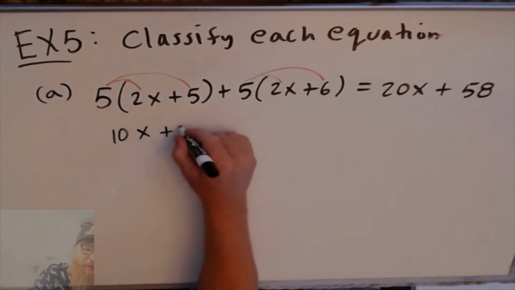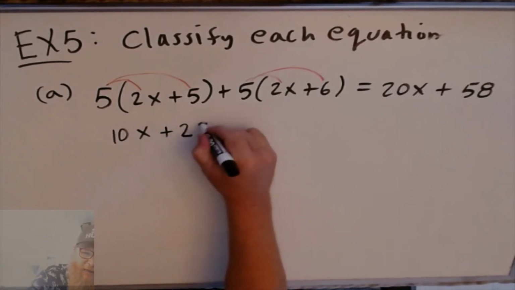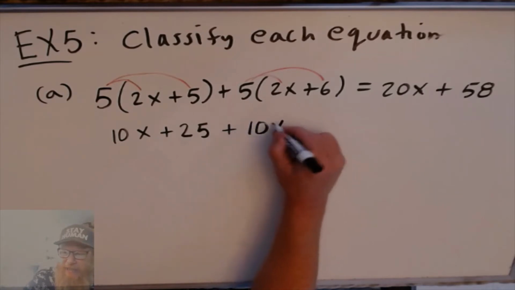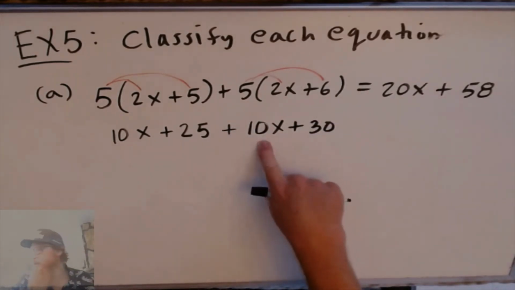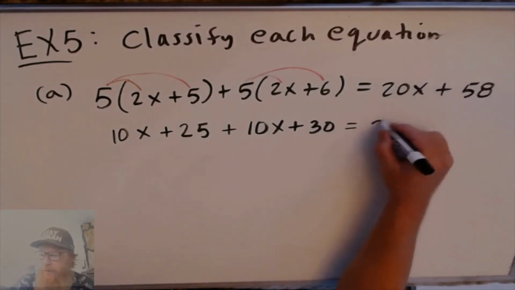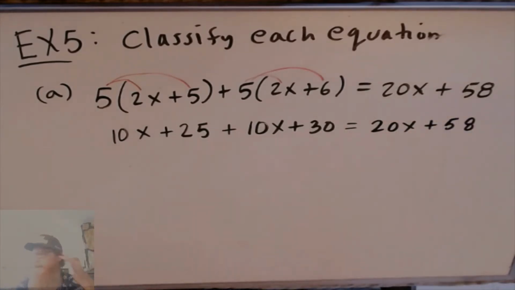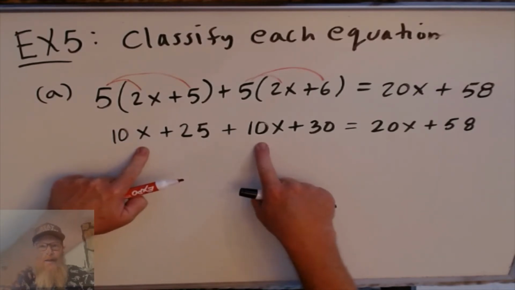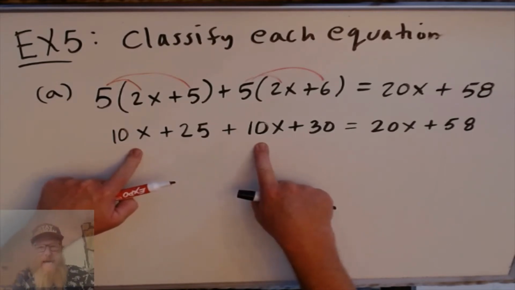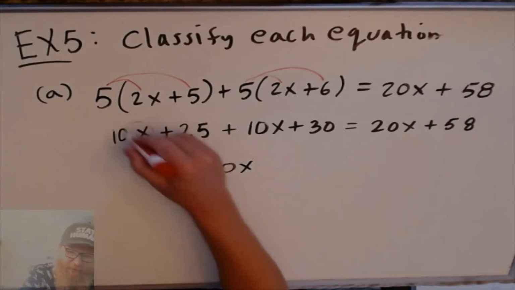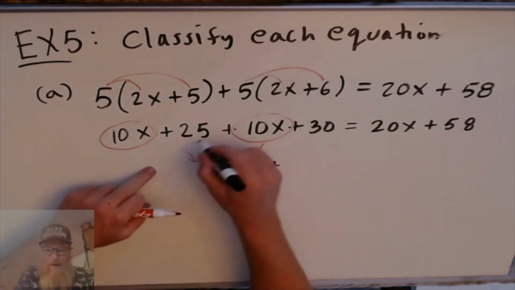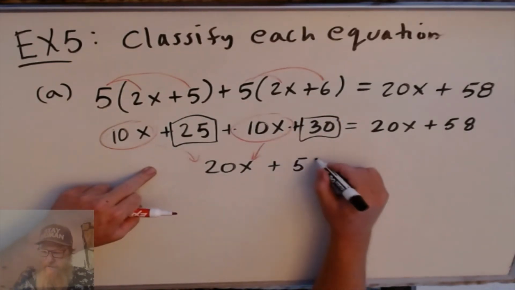So I get 10x plus 5. Nope, excuse me, 10x plus 25. 5 times 2 is 10x, 5 times 5 is 25. And then I get 10x plus 30. There's nothing to do on the right-hand side, so I just leave it alone. Keep on going until you can tell what class it's in. So now you're going to combine like terms. I've got 10x and 10x, that's 20x. And then I could kill 2 birds with 1 stone here. I've got 25 and 30, so I've got 55.